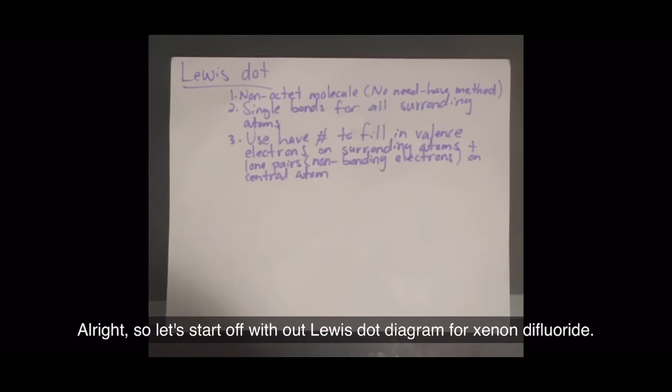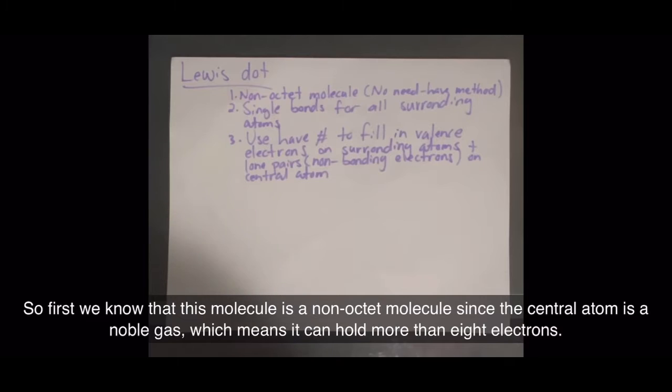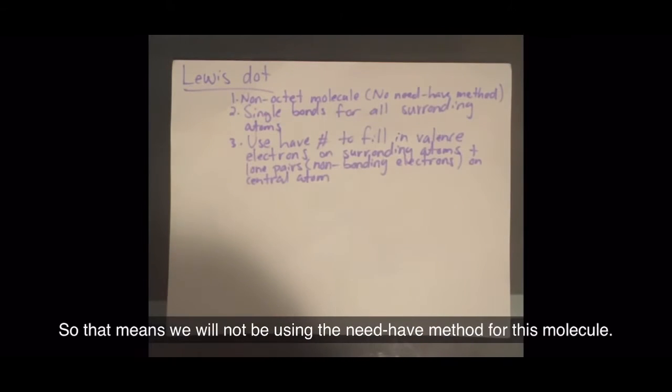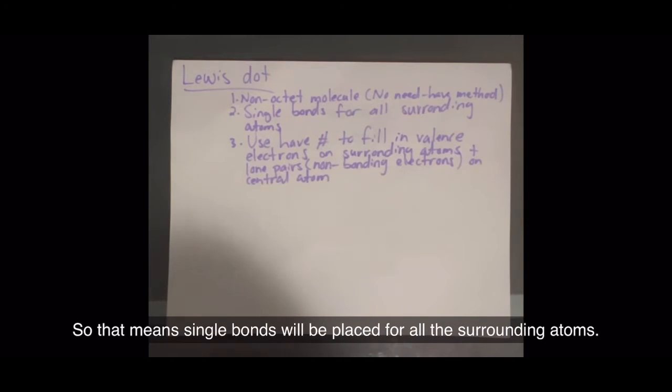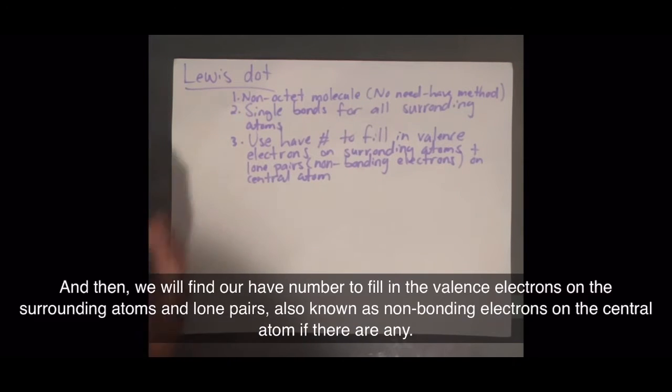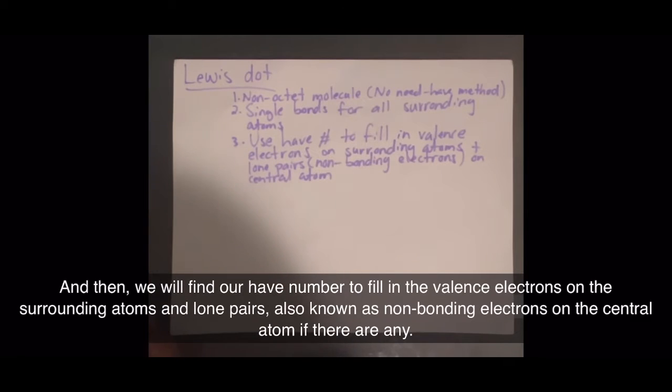Alright, so let's start off with our Lewis dot diagram for xenon difluoride. So first, we know that this molecule is a non-octet molecule since the central atom is a noble gas, which means it can hold more than 8 electrons. So that means that we will not be using the Needham method for this molecule. So single bonds will be placed for all of the surrounding atoms. And then we will find our half number to fill in the valence electrons on the surrounding atoms and lone pairs, also known as non-bonding electrons, on the central atom if there are any.